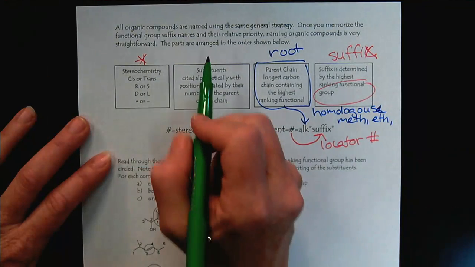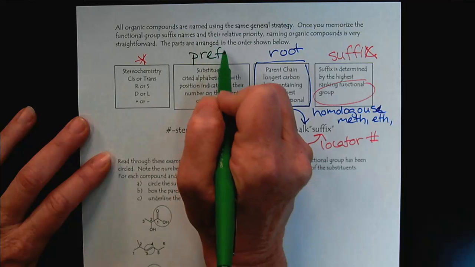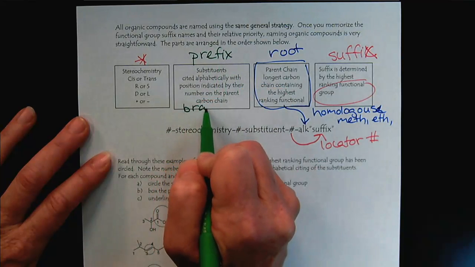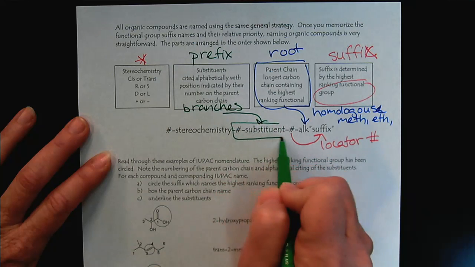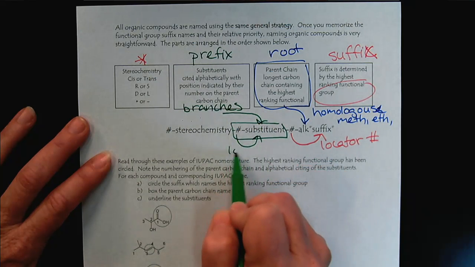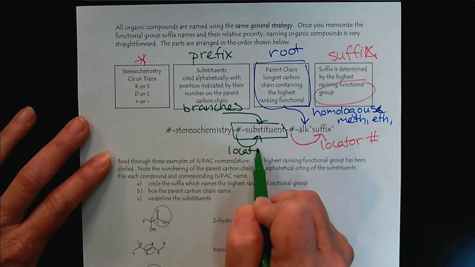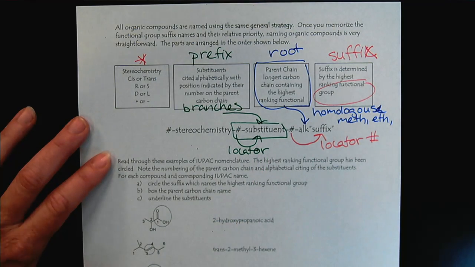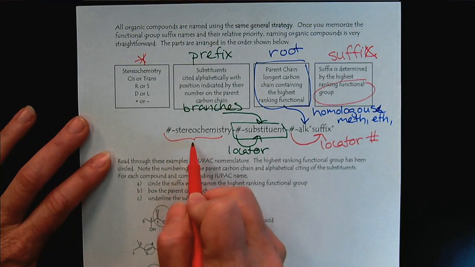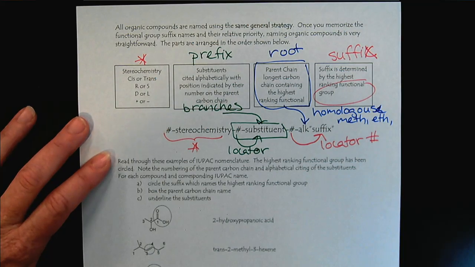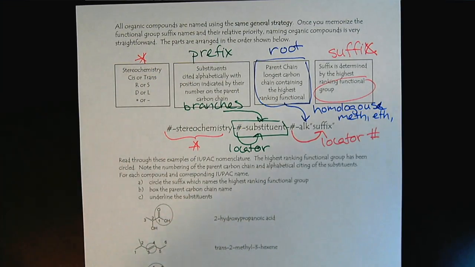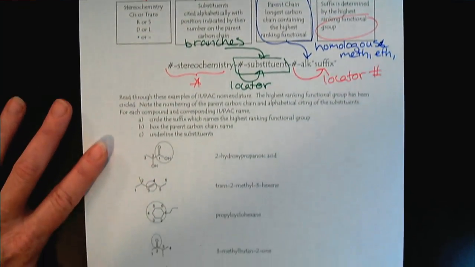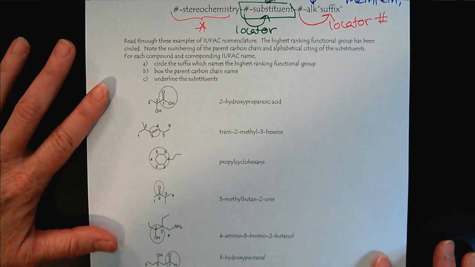Okay, if we have the prefix, this would be the branches. And so the branches would be at the beginning. And notice we always have to tell everybody where they are. And then if it applies, we would have stereochemistry with cis or trans. And for substituents, remember that we cite them alphabetically. Alrighty, so we have the basic pieces. Now let's look at some compounds and see how this works.